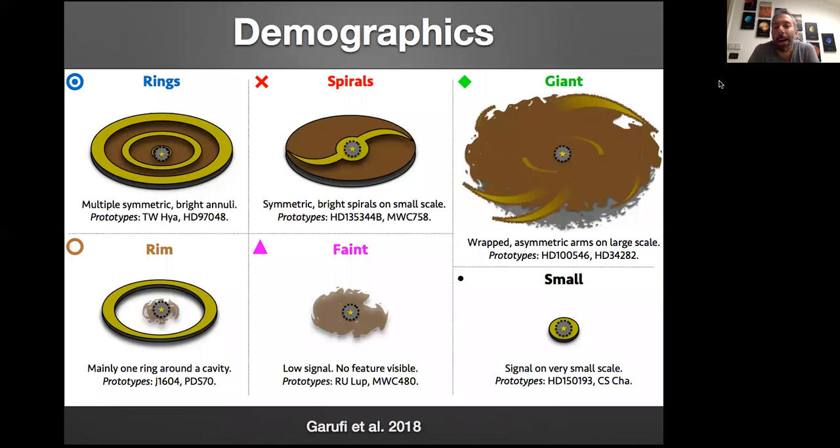So we came up with this broad, qualitative classification of protoplanetary disks a couple of years ago. We may disagree about giants and spirals, but there's certainly some distinction: some disks having spirals, some others having rings, some others looking faint in scattered light, and so on.